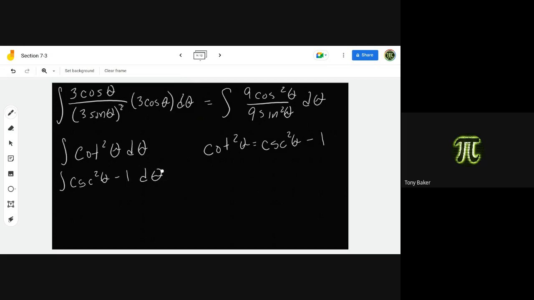And we might think, well, that doesn't help me very much, but it does. Cosecant squared theta actually does have a very nice integral. The integral of cosecant squared theta is negative cotangent theta minus theta plus c.